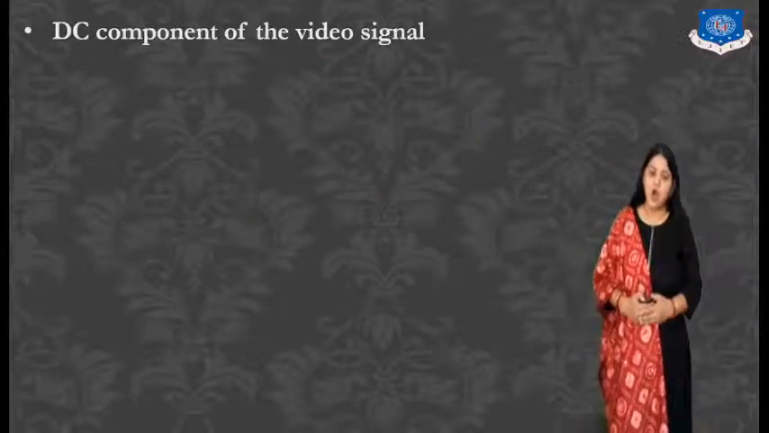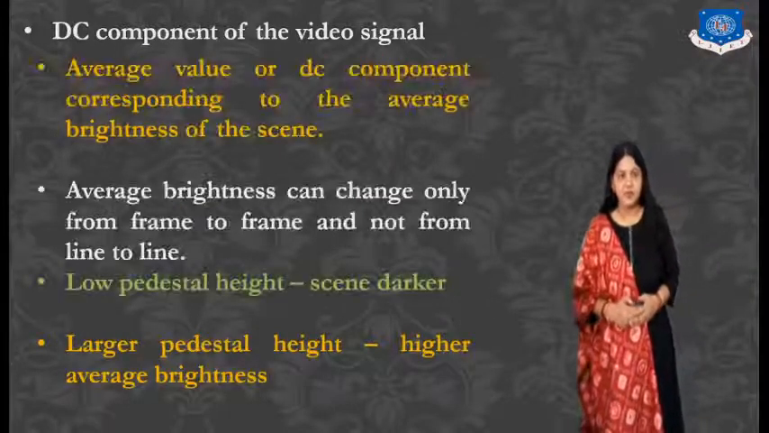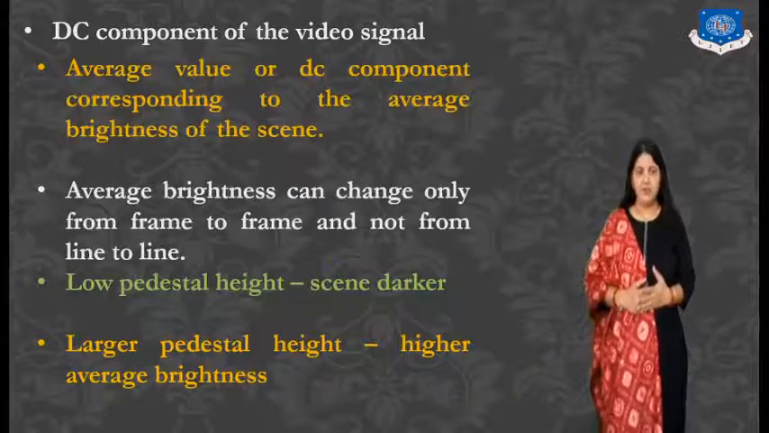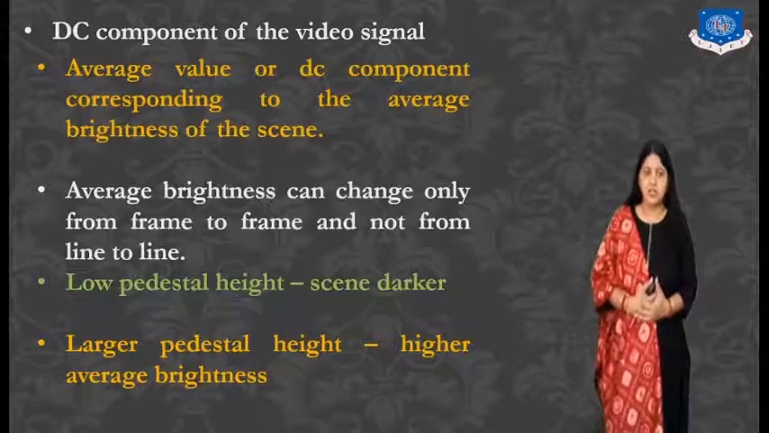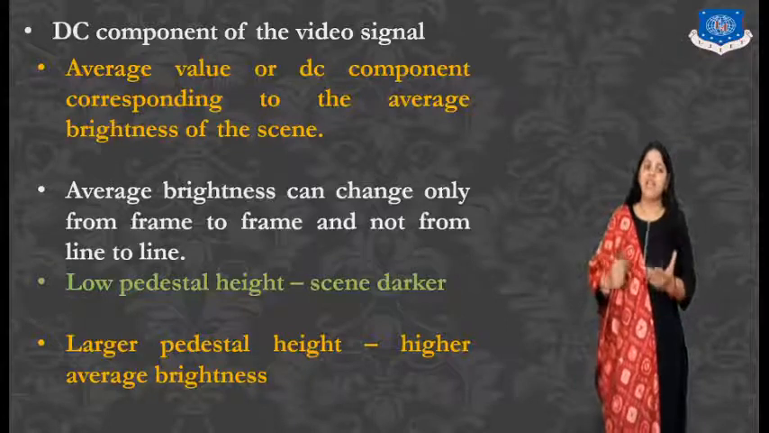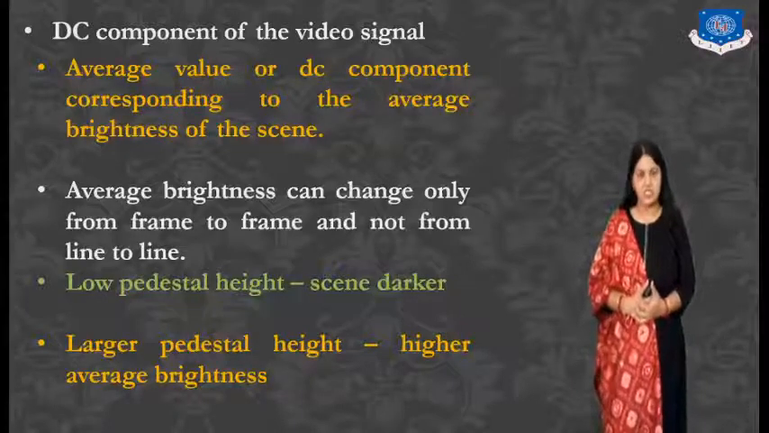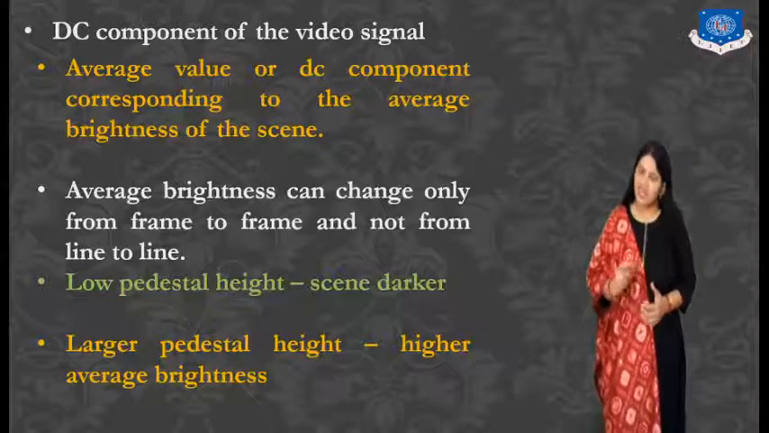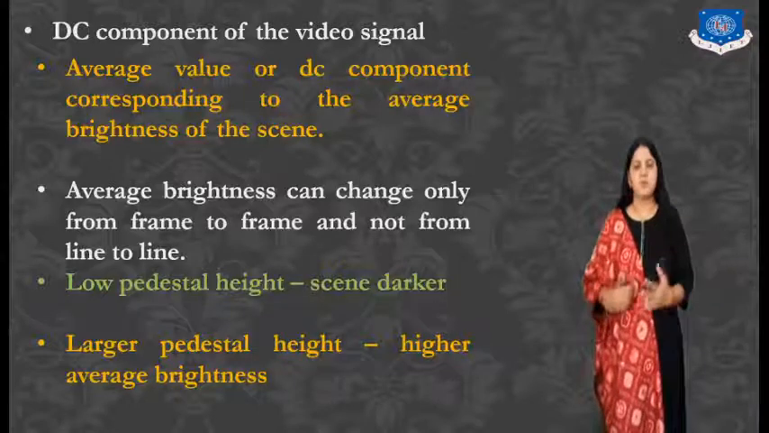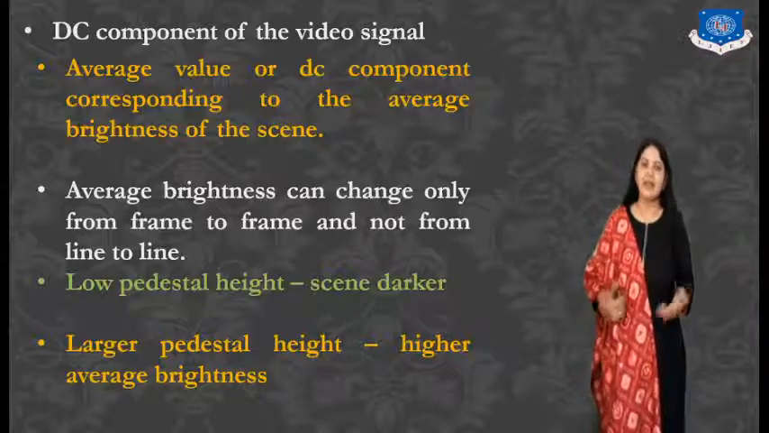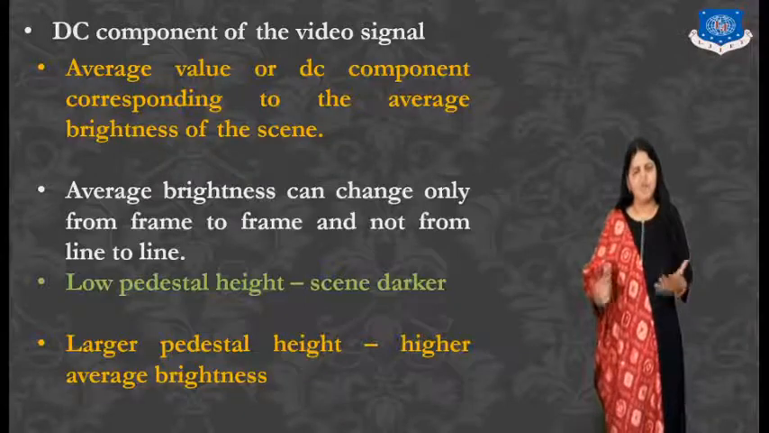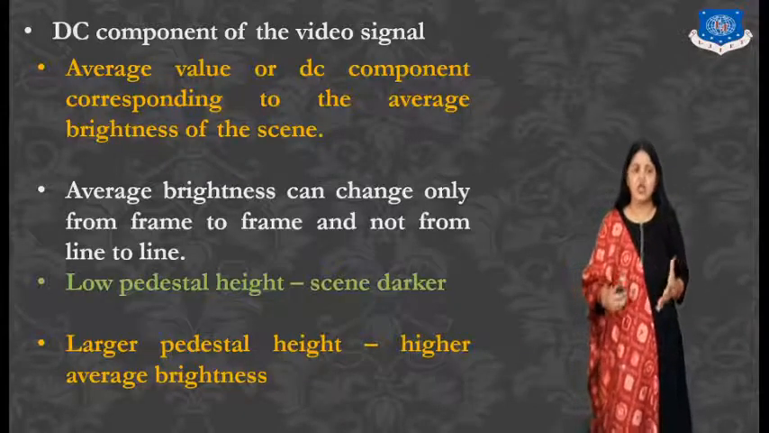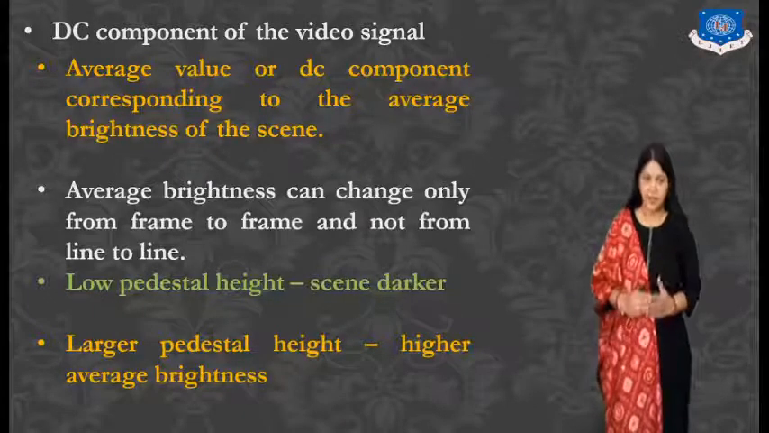DC component of the video signal. The average value, or the DC component, corresponds to the average brightness of the scene. By adjusting the pedestal height, the average brightness of the picture can be adjusted. Average brightness can change only from frame to frame.